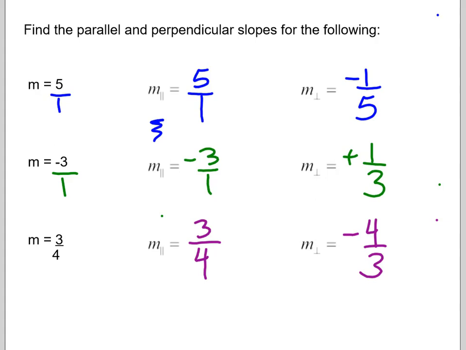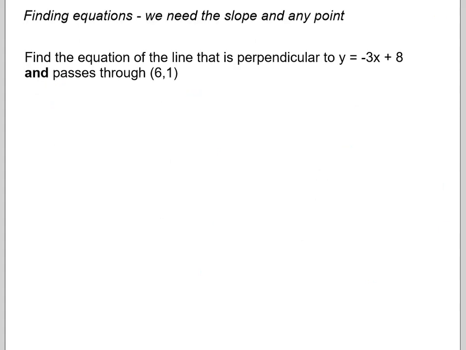All right, so let's put it into action. Find equations. We need the slope and any point. So just a reminder, we need the slope and any point to do this. Find the equation of the line that is perpendicular to y equals -3x plus 8 and passes through (6, 1).